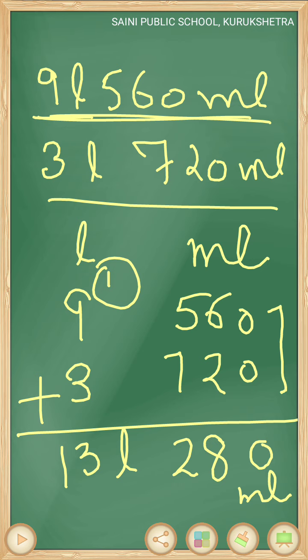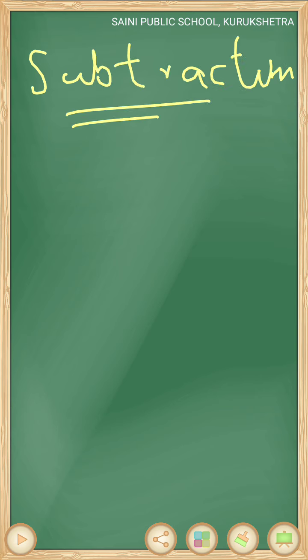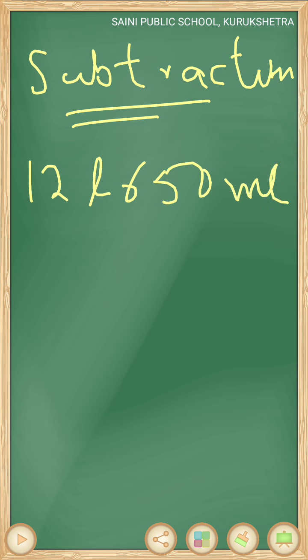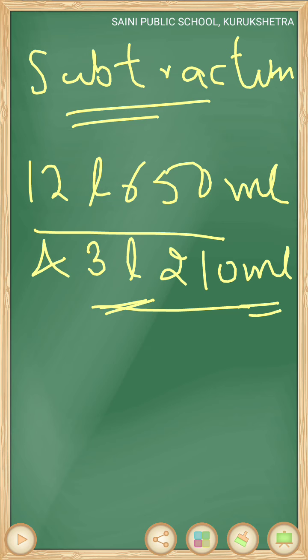Now we will do some subtraction of capacity. Now we will subtract two numbers. For example, we want to subtract 3 liter 210 milliliter from 7 liter 650 milliliter. Again in the same way, first of all we will write the units, liter and milliliter, then write the numbers according to their units, and then first of all we will find which is the bigger number.